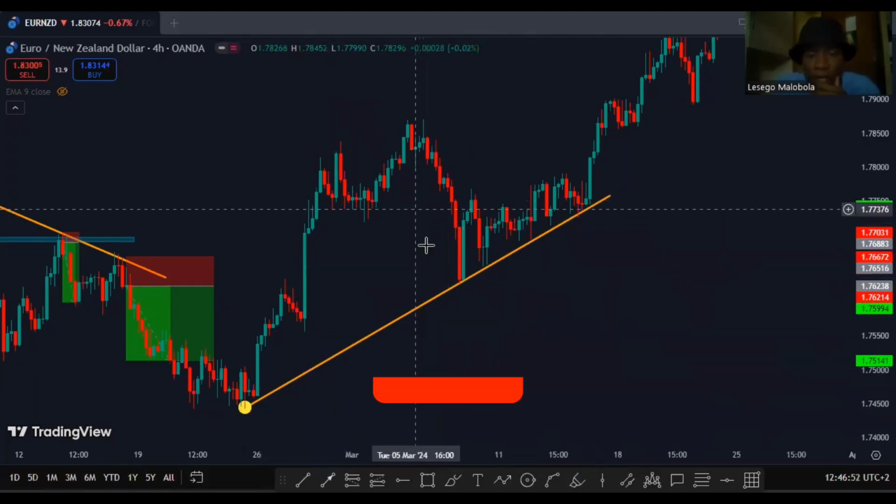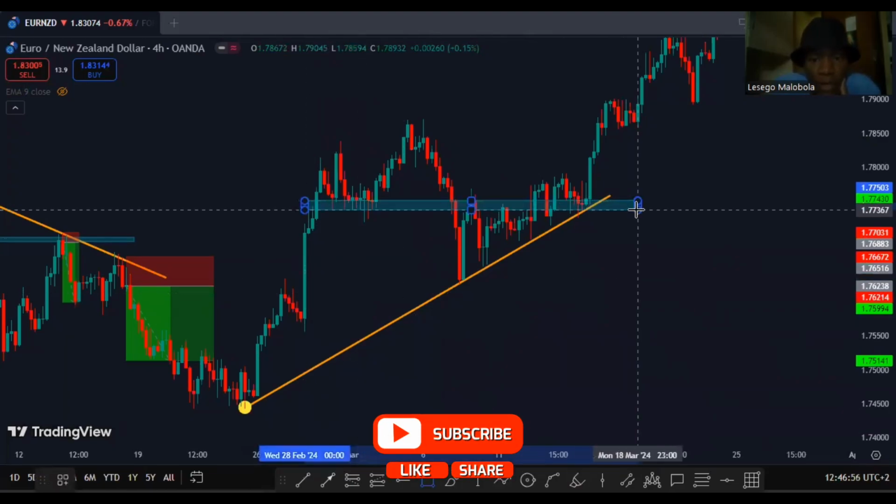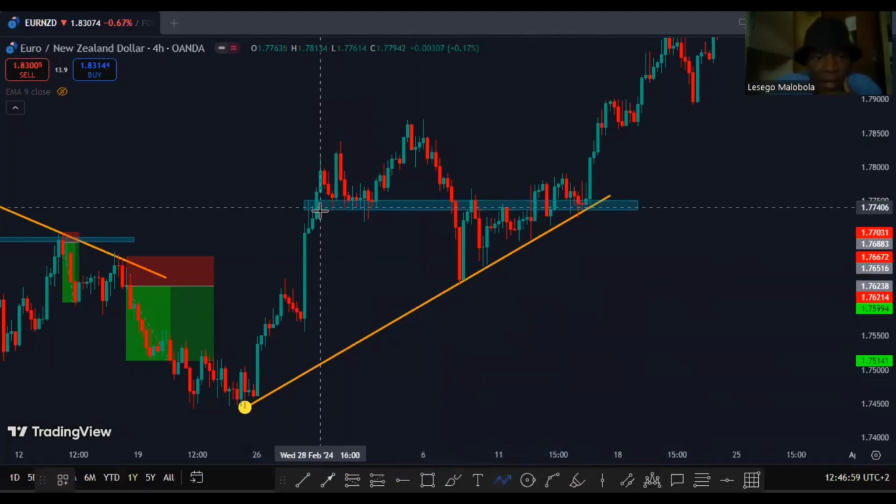So in terms of support and resistance, do we have any? I think we do, guys, because if we see things properly right over here, we can clearly see that we have a nice support level.